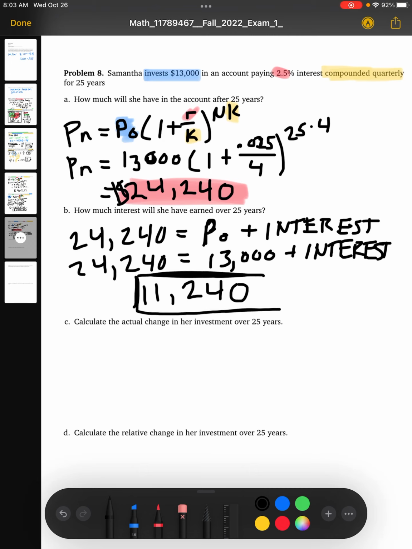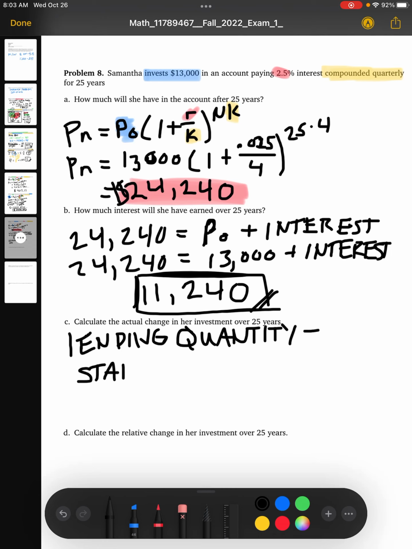So part B and part C have the same answer. And that's kind of what I was hoping you would see in this problem. So that's how much interest she's earned. There is a formula for actual change, which is you take your ending quantity and you subtract your starting quantity.